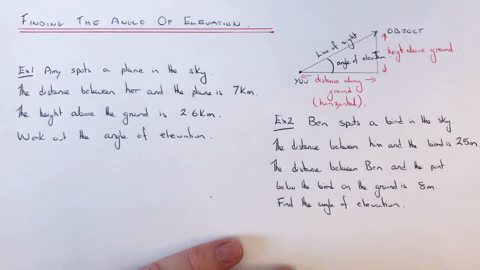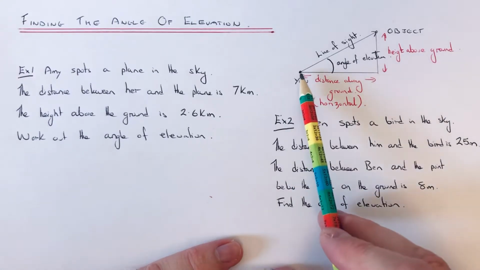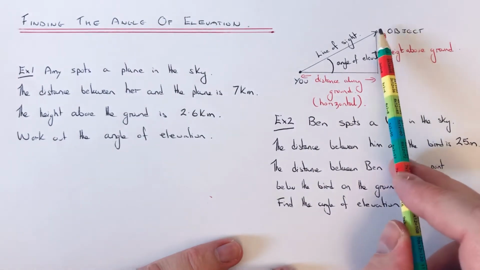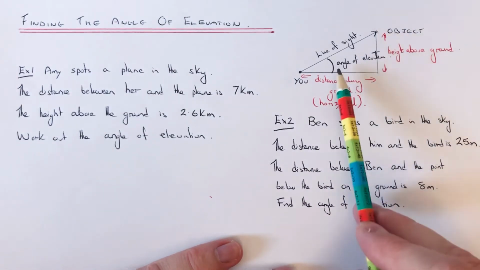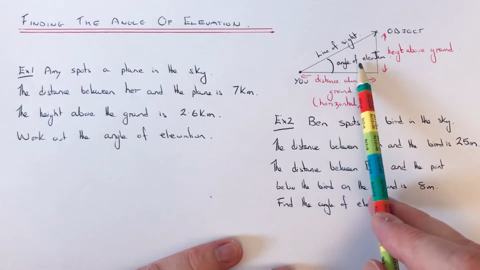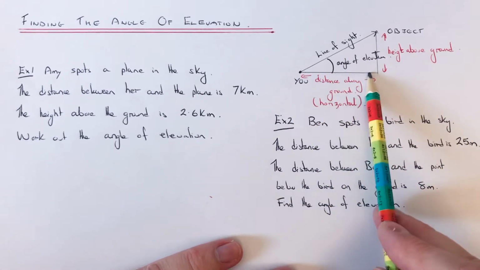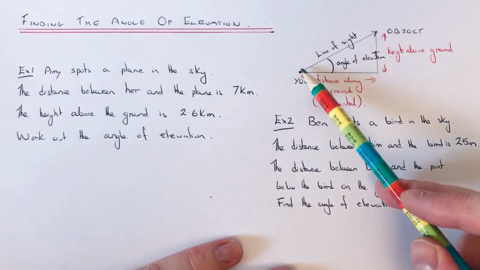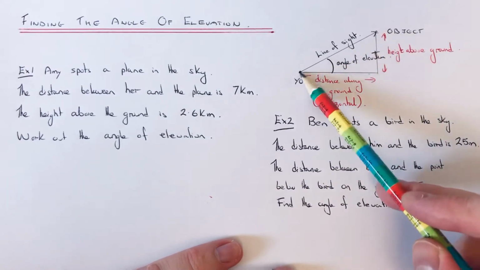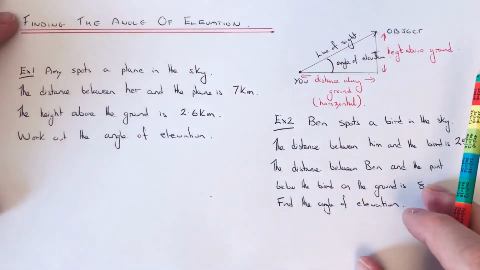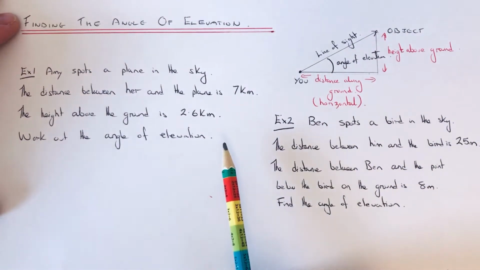Today I'm going to show you how to calculate an angle of elevation. So if you have a person standing on the ground and an object in the sky, then the angle of elevation is the angle between the horizontal distance on the ground and the direct distance between you and the object. That's the line of sight. So let's have a look at the two examples that we have here.